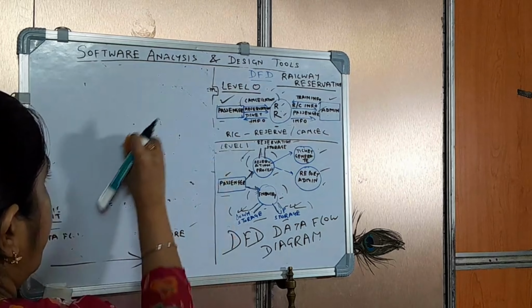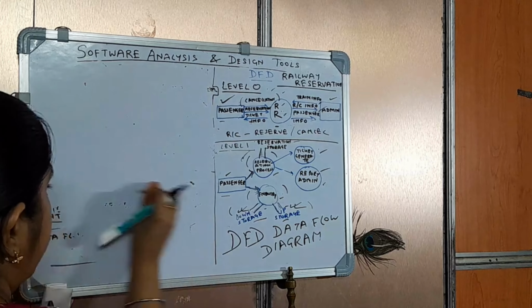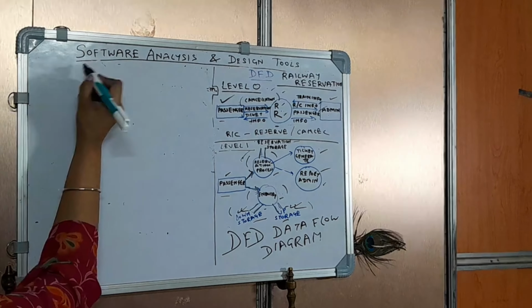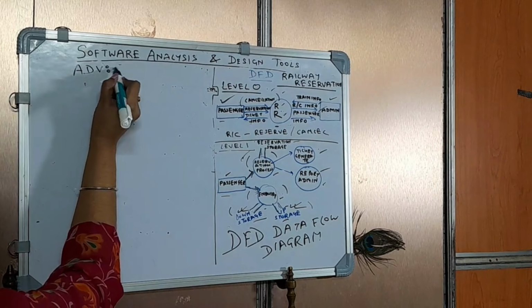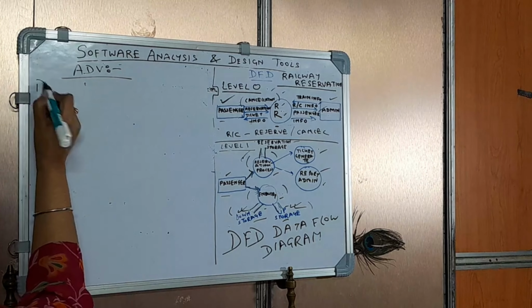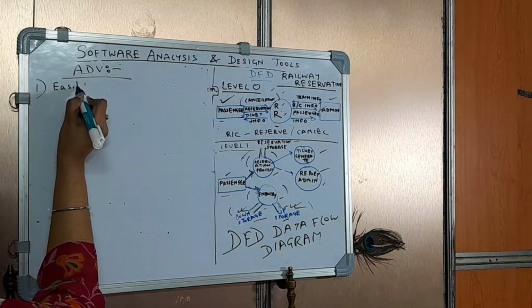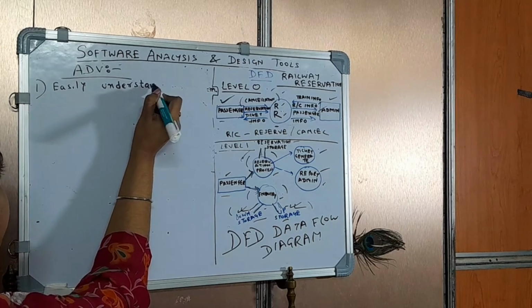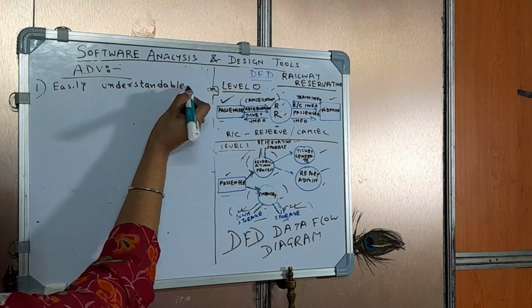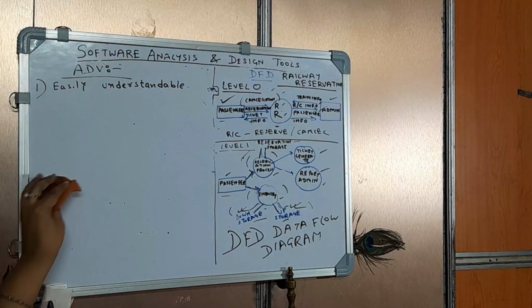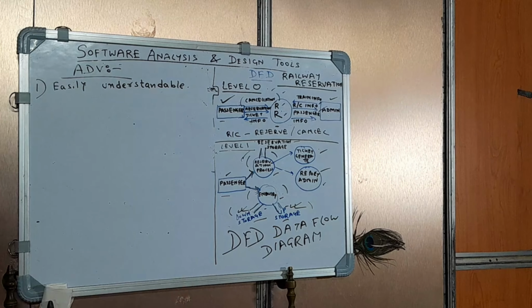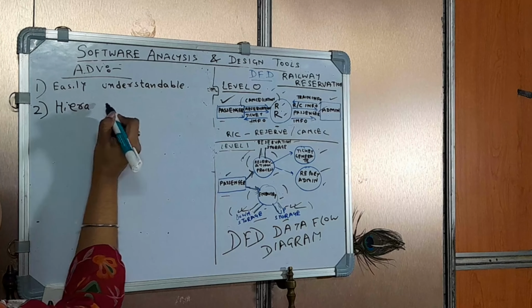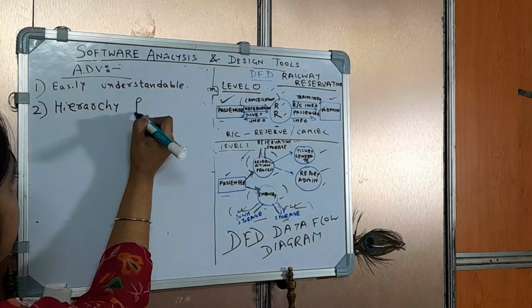Now let's see what the different advantages of this DFD are. Why do we use this data flow diagram? So, advantages. First one is easily understandable. You can easily understand this by the pictorial data. Second is the hierarchy form. So this is the hierarchy form.